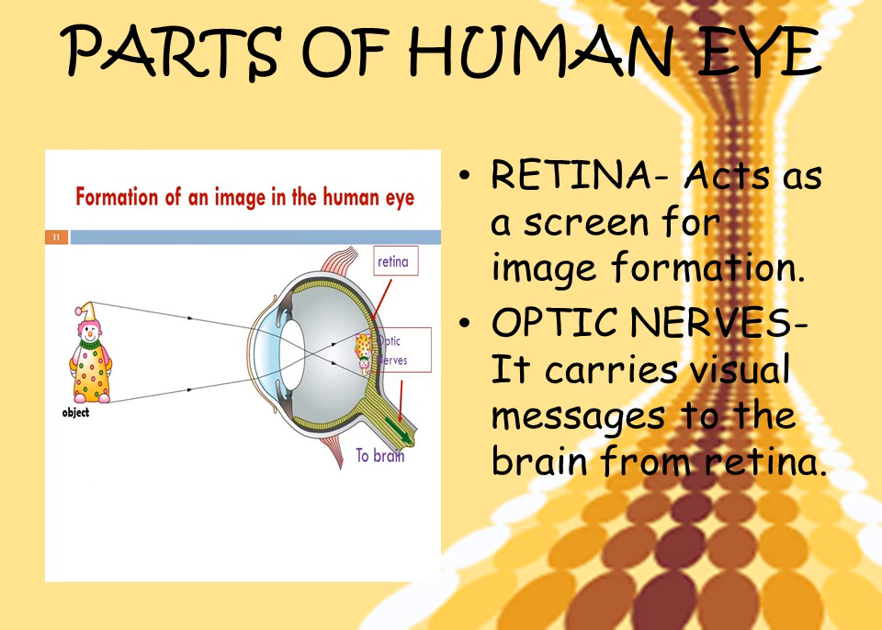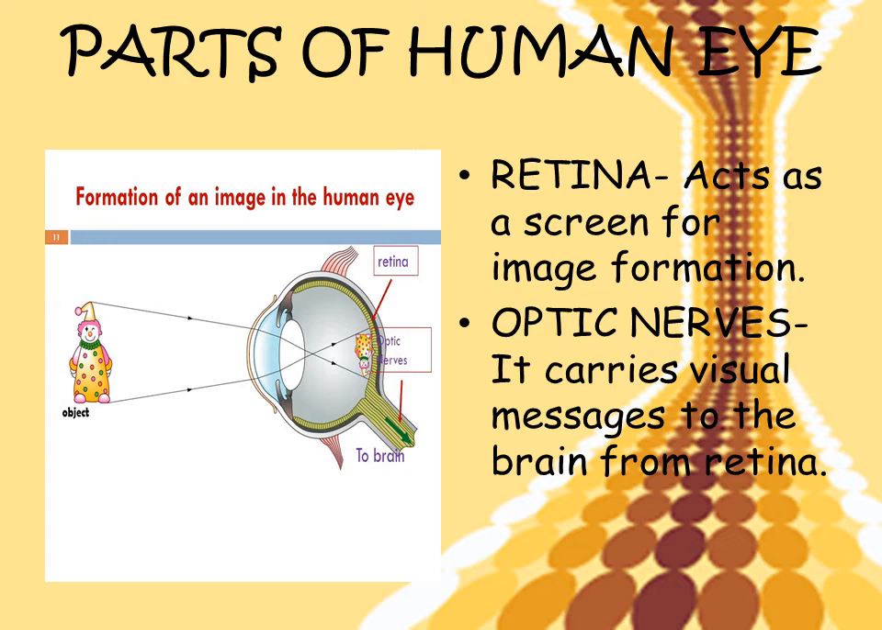Now, what is a retina? Retina is a lining just behind the eyeball. It acts as a screen for image formation. It is sensitive to light. It has light sensitive receptors called rods and cones. When light falls on these receptors, they send signals to the brain through the optic nerve. The brain then interprets the image.